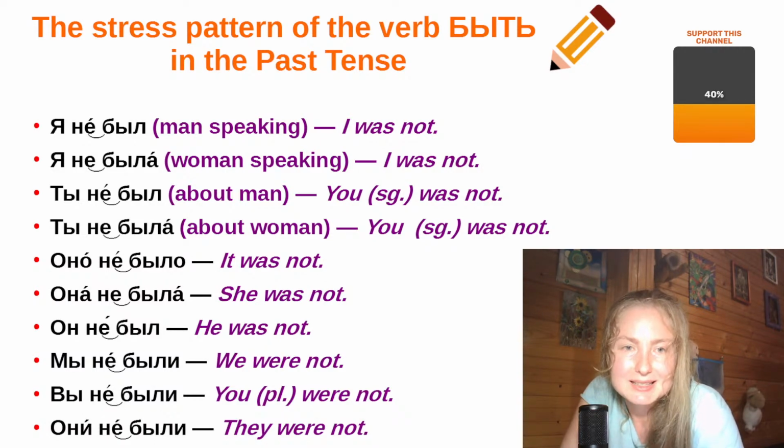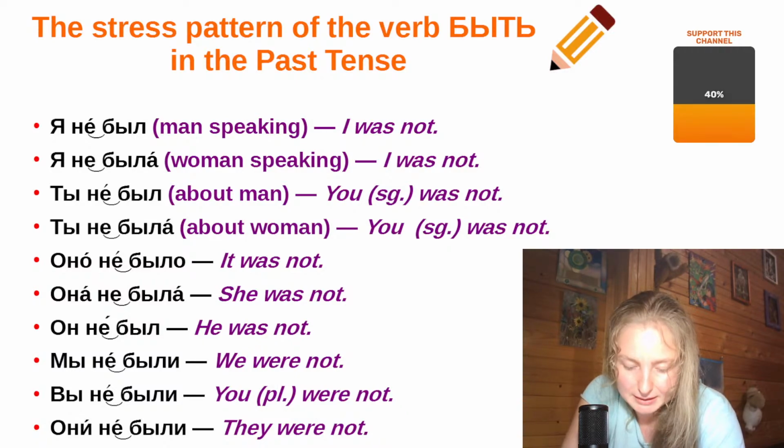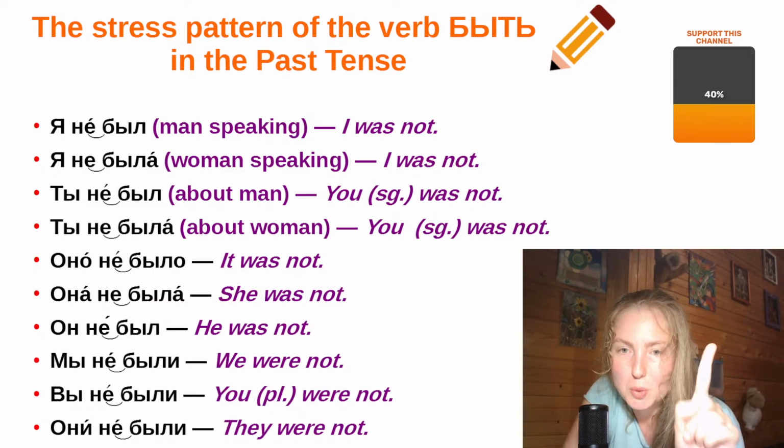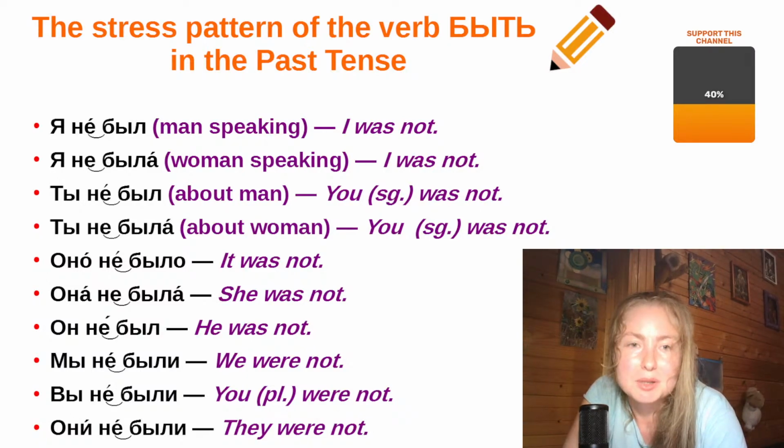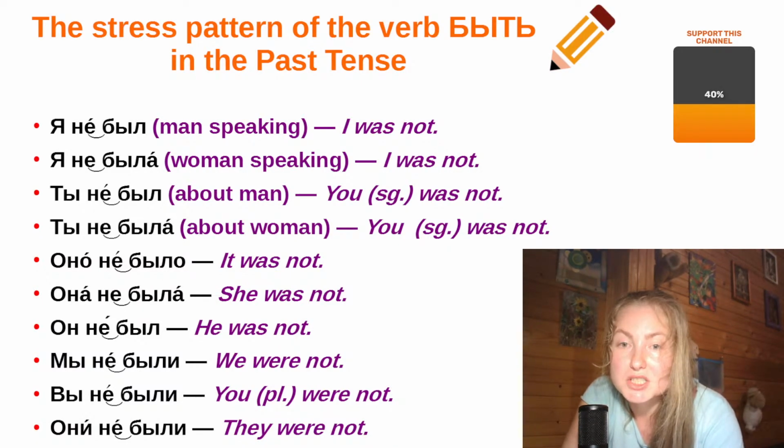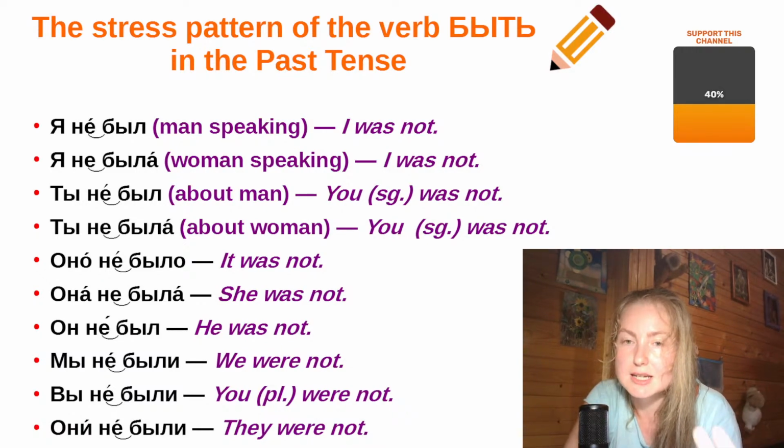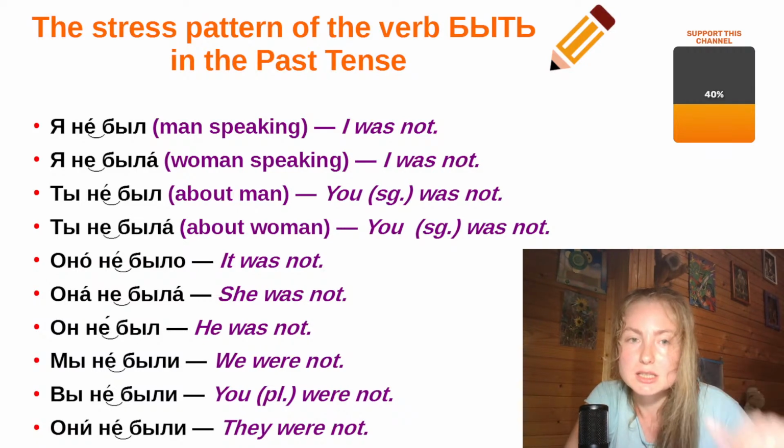Okay, the third example. Ты не был. About man. You was not. You, only one person. Ты не был. So what happens here? If we talk about man, this negative particle не also takes an accent on itself. So we pronounce it like one word. Ты не был. So был is unstressed, and stress falls on не.